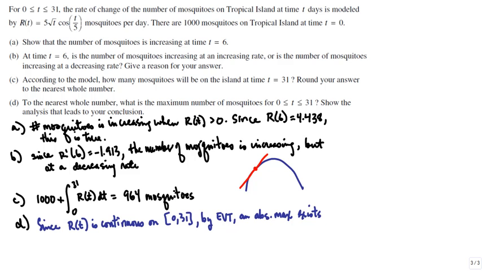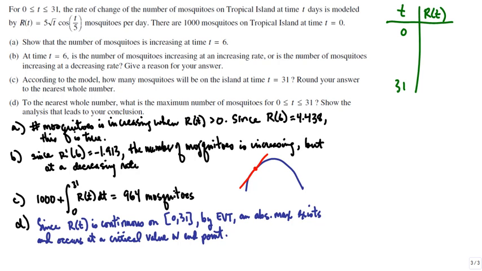And so I state that since r of t is continuous on the closed interval from 0 to 31, by the extreme value theorem, an absolute maximum exists, and it must occur at a critical value or an endpoint. So I make a table of r of t for the critical values and endpoints. My endpoints are 0 and 31. I know at 0 there are 1,000 mosquitoes. At time t equals 31, we've already shown that there are 964 mosquitoes.